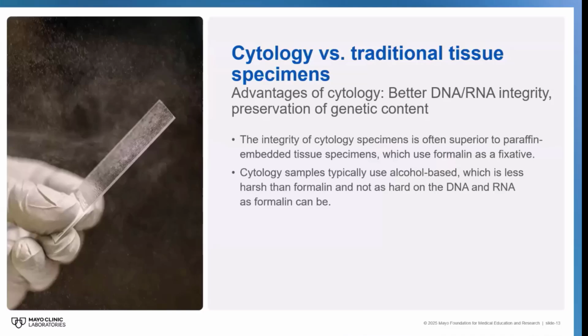So one of the benefits of having our cytology specimens is that they are usually using alcohol-based fixation. That actually leads to better DNA and RNA integrity. Again, this allows us to use less material to get a really nice concentration of DNA and RNA from the different extractions. Formalin is a great fixative, but it is a little bit more harsh on the DNA and RNA. So it is one thing that we have seen really benefit our extraction methods.